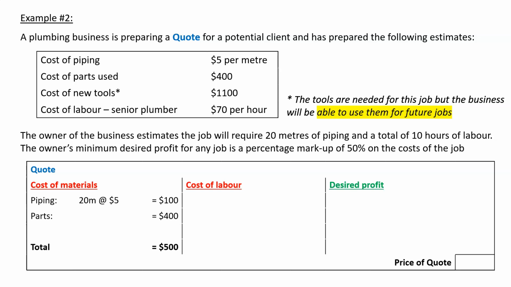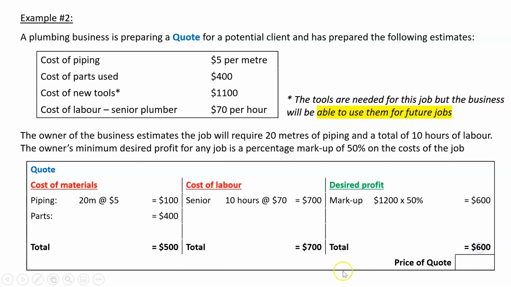Now we can get to the cost of labour. We think it's going to be a 10-hour job, and the senior plumber gets paid $70 an hour. That's a total of $700. Our desired profit was we're going to look at a 50% markup on the cost. So far we've got the cost of materials, which are $500. The cost of labor is $700. That's a total of $1,200. 50% markup of that is $600. So we better add that in too. So when we add up the total of the $500 of material, $700 of labor, $600 profit, the price of that quote is going to be $1,800.